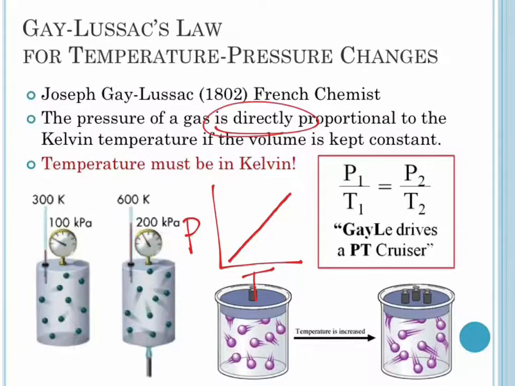So what happens as we start increasing the temperature? What happens at the particle level? Those particles start moving faster, right? Particles start moving faster, they start running into the container wall. And when they run into the container wall, what's going to happen to the pressure? It's going to go up. Okay? So this is a direct relationship. Always, always Kelvin in this unit. You're going to get mad because the next unit we're going back to Celsius, but this unit, always Kelvin. So we have P1 over T1 is equal to P2 over T2.